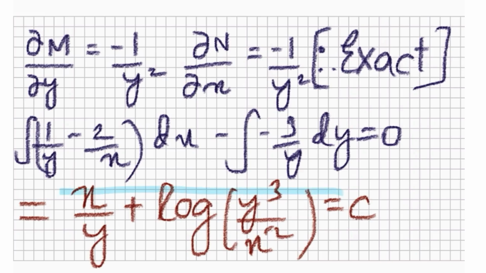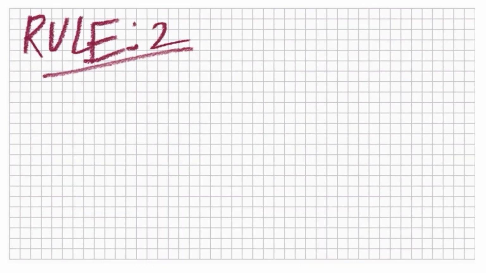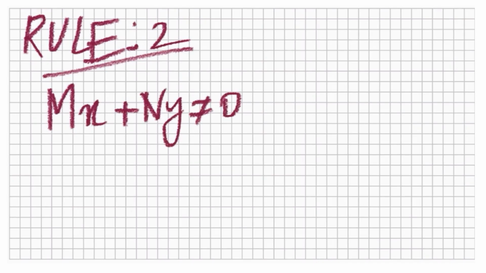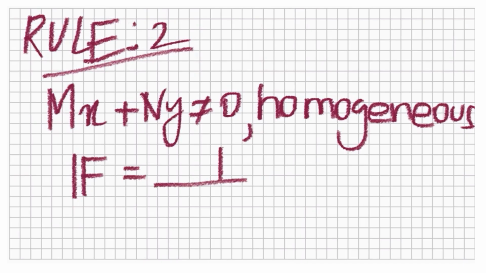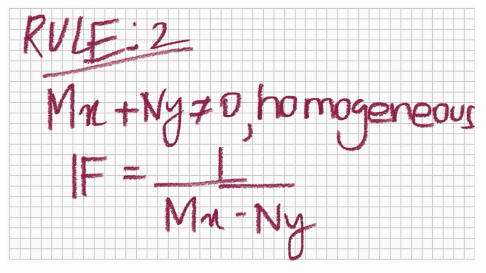The difference between Mx plus Ny and this rule, which is Mx minus Ny, depends on the algebraic structure of the differential equation and whichever balances the condition ∂M/∂y equal to ∂N/∂x. Thus, we multiply the differential equation by 1 by Mx minus Ny to make it exact.